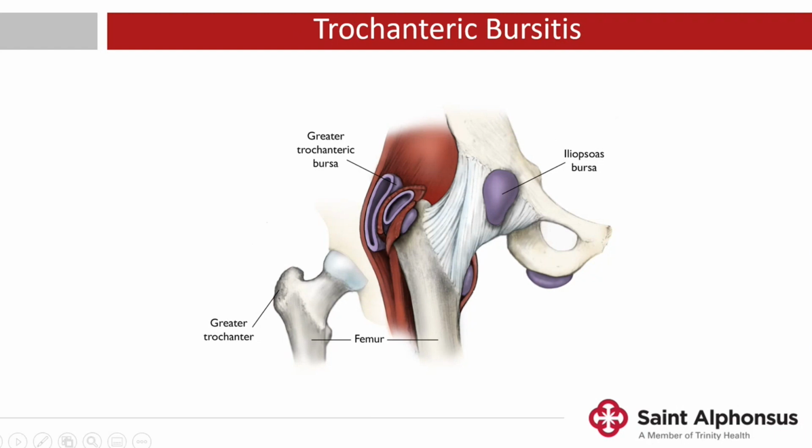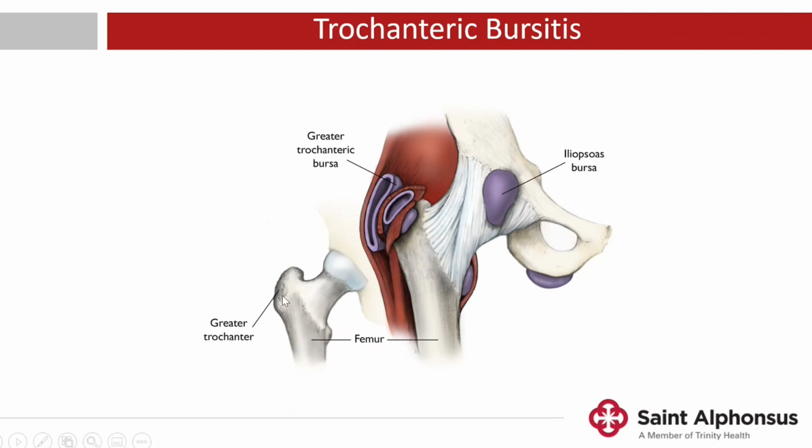So first, talking about trochanteric bursitis. The bursa is basically a sac of fluid that exists on the outside of the hip joint. You can see this is the hip joint itself. This is lateral to the outside of the hip joint. And this is that bony prominence that you feel when you touch the outside of your hip, the lateral aspect of your hip. It's called the greater trochanter.